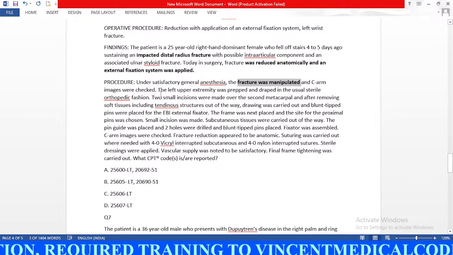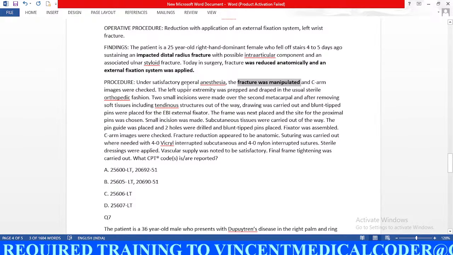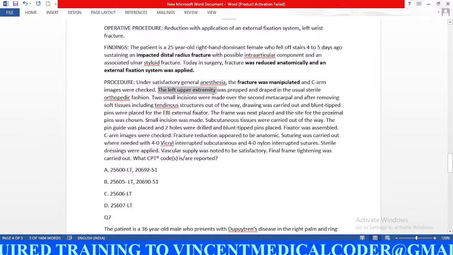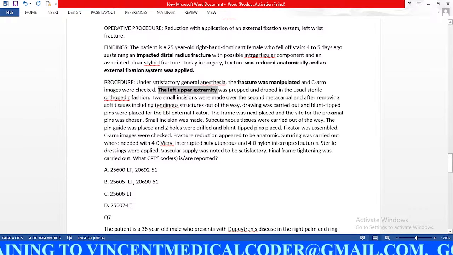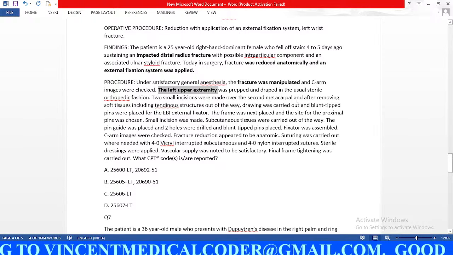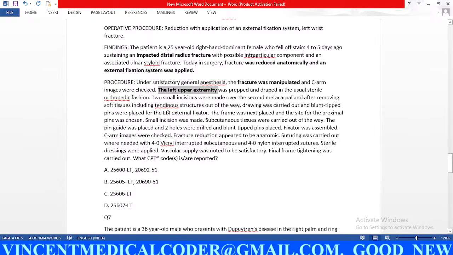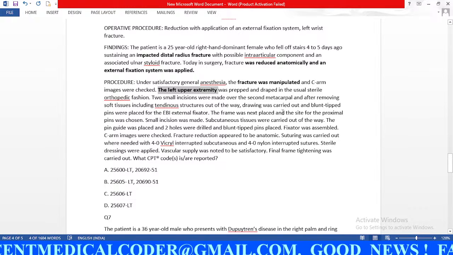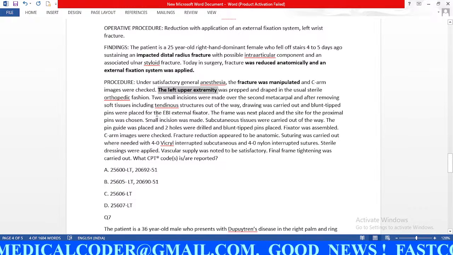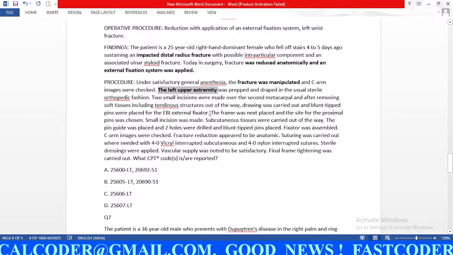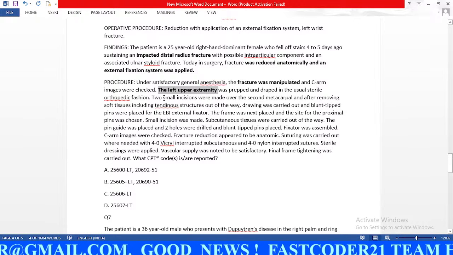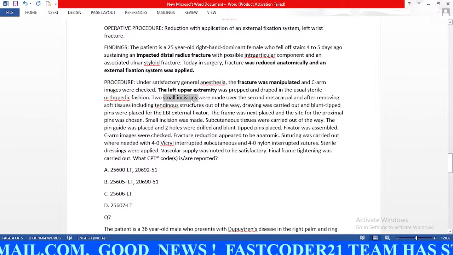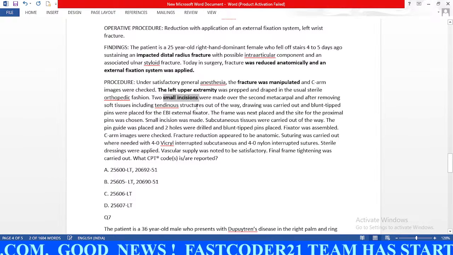And CM images were checked. The left upper extremity was prepped and draped in the usual sterile orthopedic fashion. Two small incisions were made over the second metacarpal, and after removing the soft tissues, including tendinous structure out of the way, drilling was carried out and blunt tipped pins were placed for the external fixation. So these incisions were not for surgery, just in order to put the external fixation system.